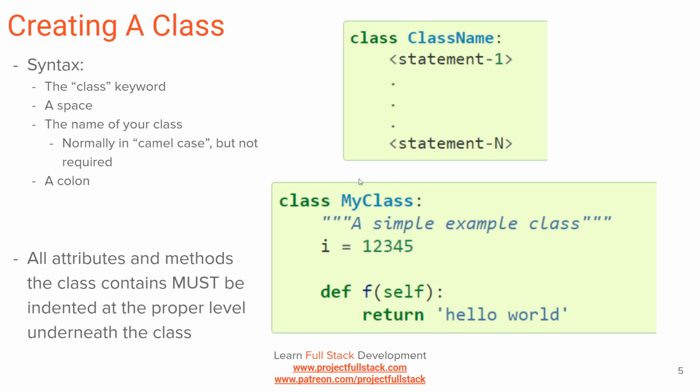And here we have MyClass again. We have the class keyword, followed by a space, followed by the name, followed by a colon. That is required. Then everything underneath that class, any properties or methods for that class, needs to be indented underneath it, just like everything else in Python for these compound statements like class definitions. Everything needs to be indented underneath it.